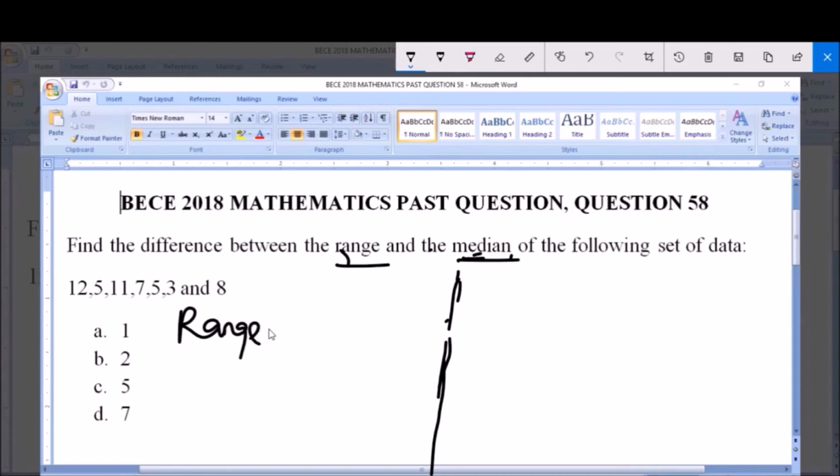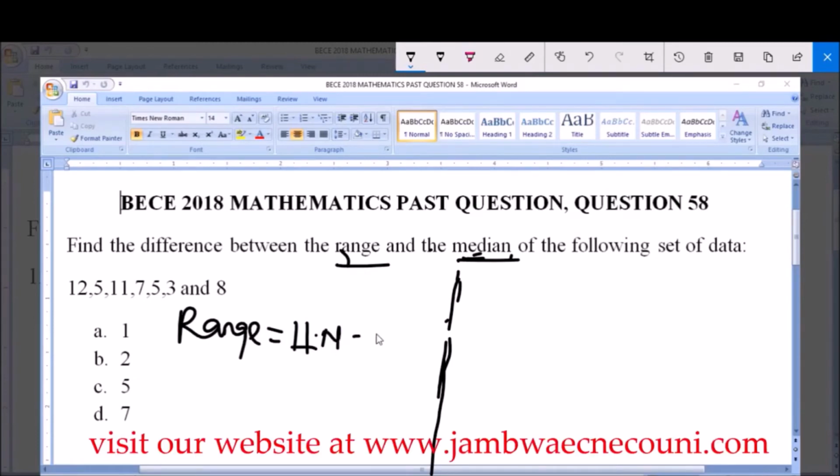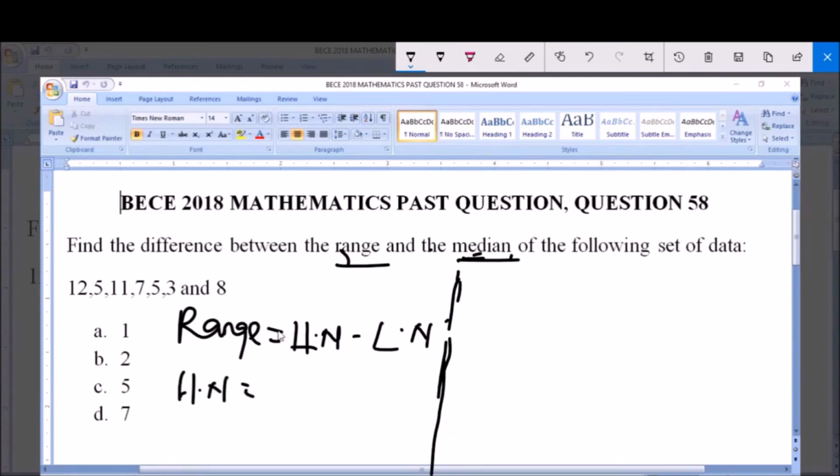Now simply we know that range is given as the highest number minus the least number. The highest number from this given set of data is equal to 12, and the lowest number from this given set of data is equal to 3. So therefore range is equal to the highest number, which is 12, minus the lowest number, which is 3, and this will give us 9. So range is equal to 9.